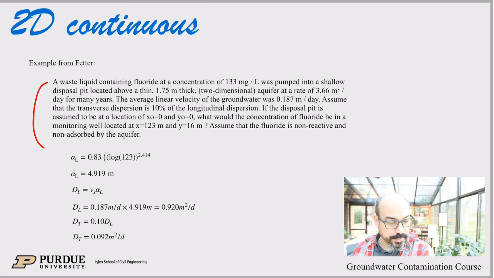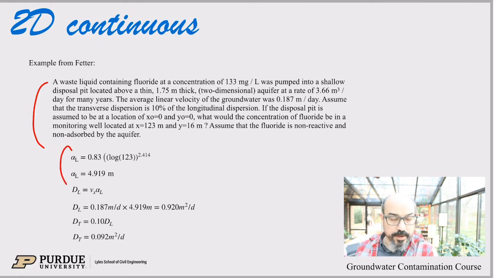If the disposal pit is assumed to be at location 0 and 0, what would be the concentration of fluoride in a monitoring well 123 meters downstream and 16 meters to the side? Assume that the fluoride is non-reactive and non-adsorbed by the aquifer, meaning it's conservative, so it behaves like a conservative tracer. We'll do reactive tracer in the next module.